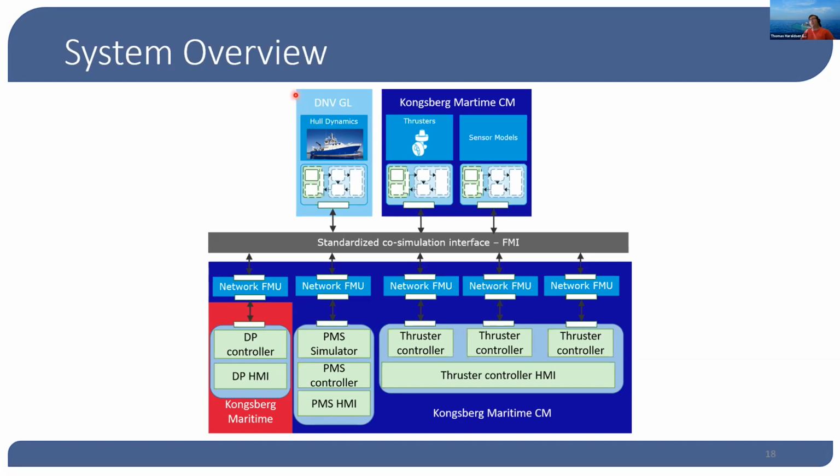And the system consists of a vessel model delivered by DNV GL as an FMU, thrusters and sensor models from Kongsberg Maritime delivered as FMUs, a DP controller from Kongsberg Maritime running on native production hardware, and a PMS controller and thruster controller from Kongsberg running in a virtual environment. The network FMUs you see here are just network protocols wrapped in the FMI interface in order to communicate with the control systems. And everything is of course connected using Cosim, which controls both the connections and the synchronization.